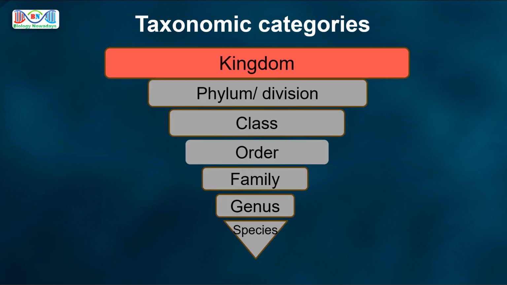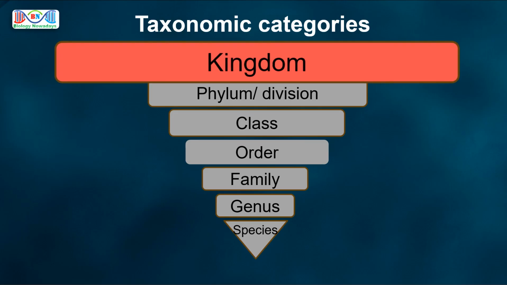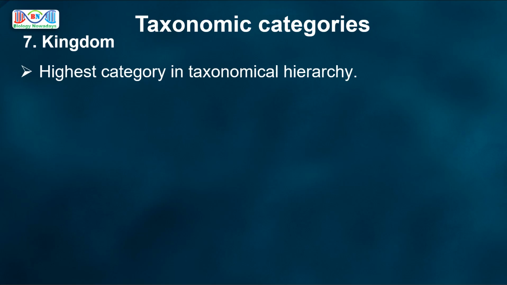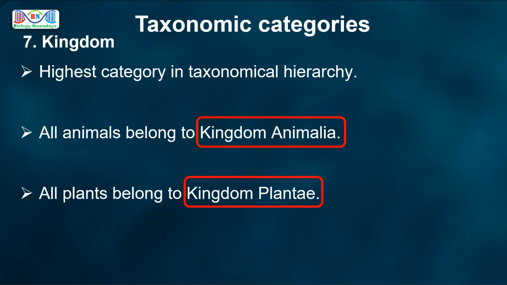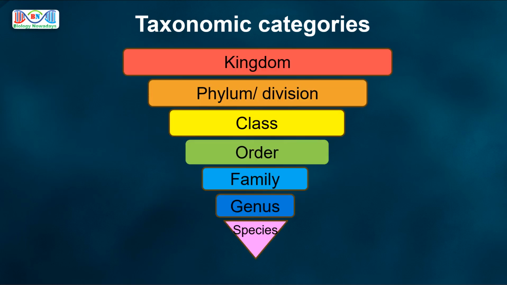Next is kingdom. This is the highest category in taxonomical hierarchy. In the case of animals, all animals belonging to various phyla are assigned to the highest category called kingdom Animalia in the classification system of animals. On the other hand, in the case of plants, all plants belonging to various divisions are assigned to the highest category called kingdom Plantae in the classification system of plants. Once again, here are the taxonomic categories from species to kingdom.